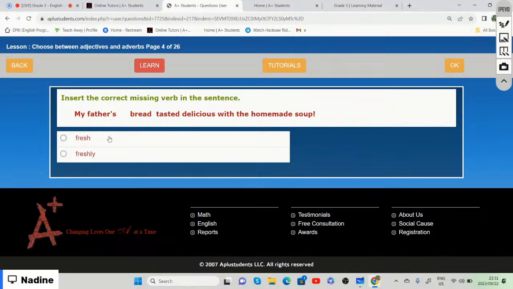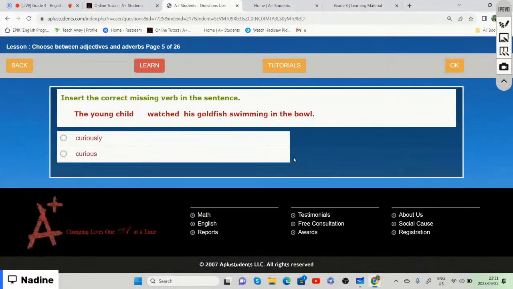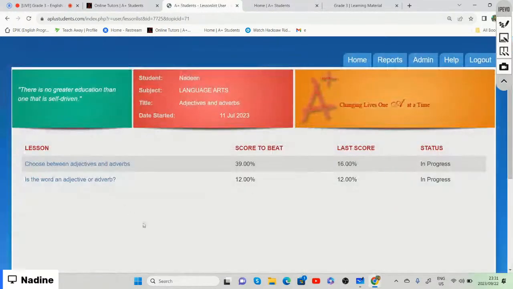All right, so someone says we must say fresh bread. Let's choose fresh bread. And it is fresh bread, right? That tastes delicious. So well done. Well done. All right, so that is it for our lesson on choosing between adjectives and adverbs.